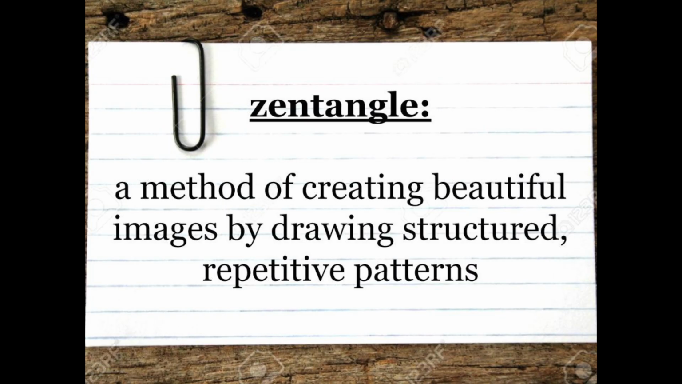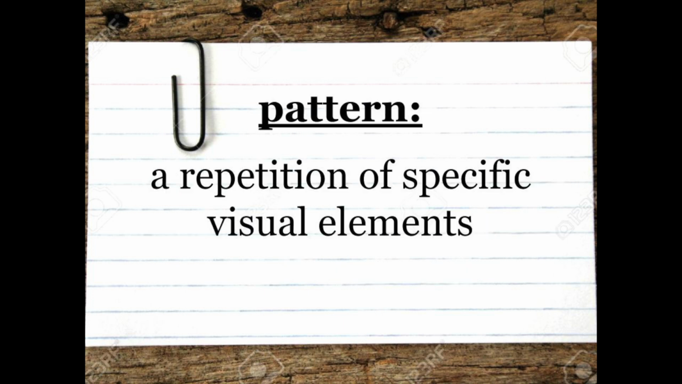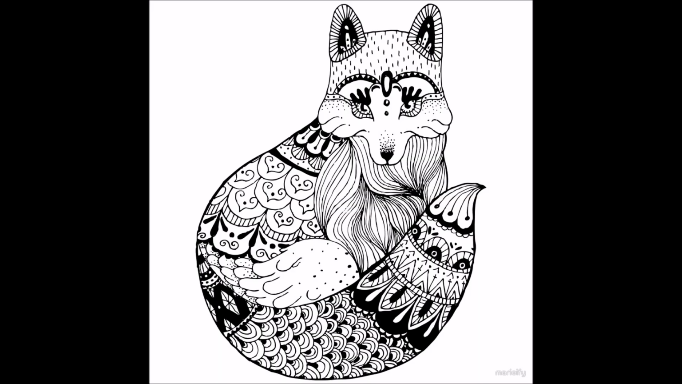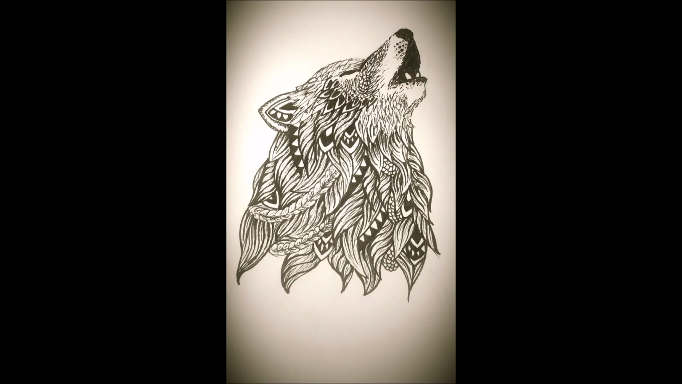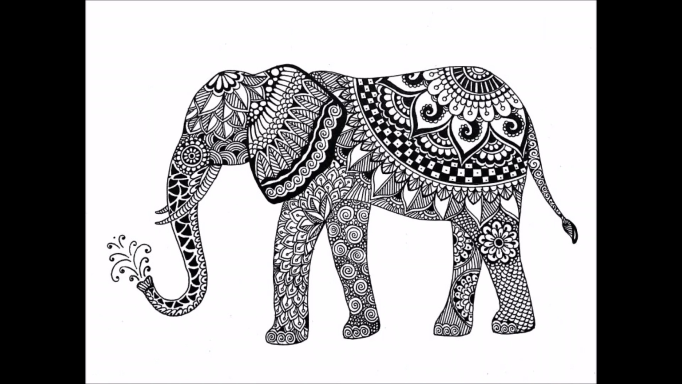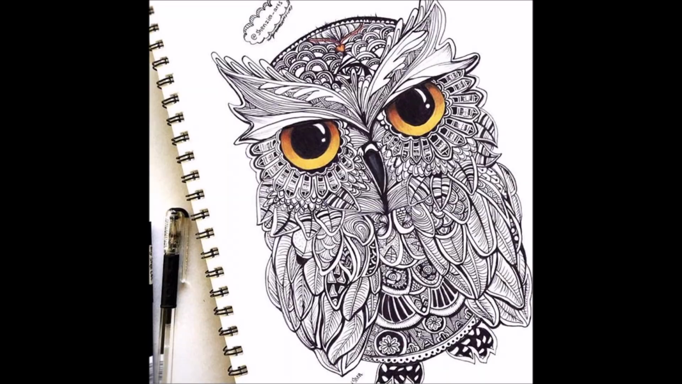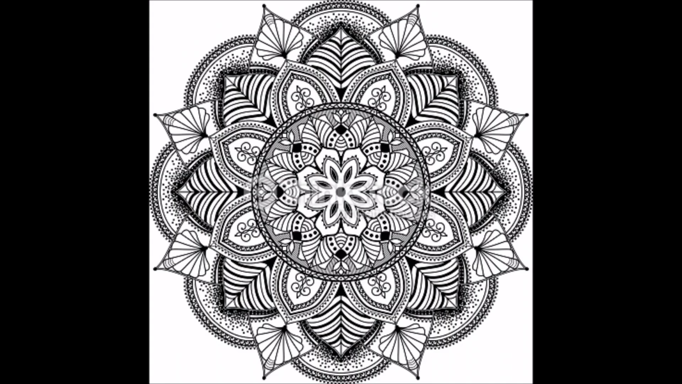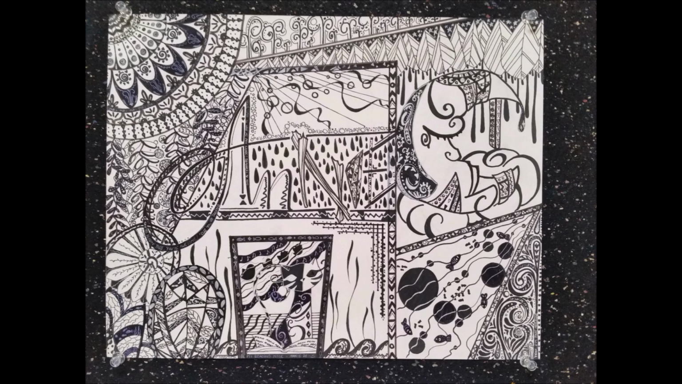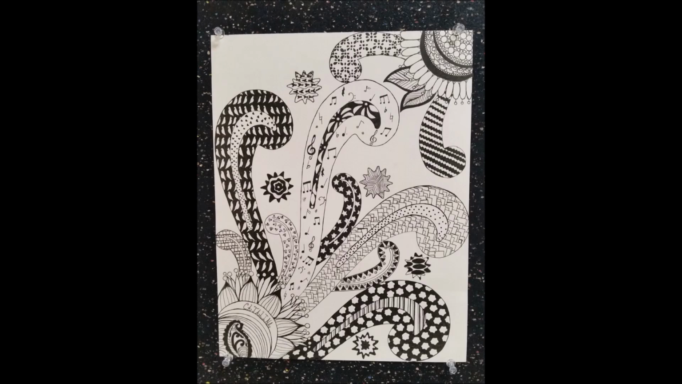So what you guys are going to be creating is a Zentangle, which is a method of creating beautiful images by drawing structured, repetitive patterns. And let's go ahead and go over pattern. That is a repetition of specific visual elements. So here are some examples of what you guys could do for your Zentangle. You might choose to start with the basic outline of an animal and then fill it in with patterns, or you guys are more than welcome to design your own mandala, or you could simply fill your entire page with patterns and just kind of make it your own and really be a reflection of you and your personality and your interests.